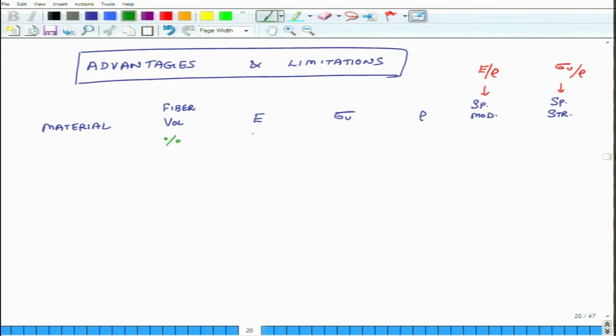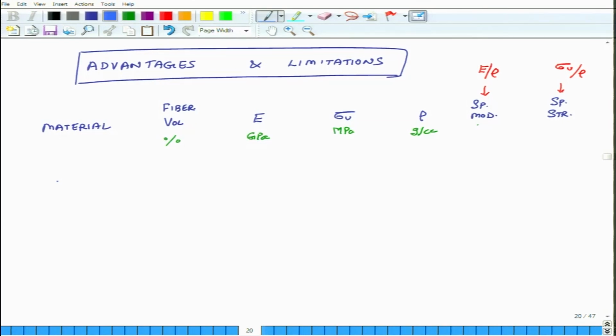This is in percent, this is GPa, this is MPa, this is, let us say, grams per cubic centimeter, and this is what? This is MPa, this is the ratio of E and rho. So, let us look at some materials.